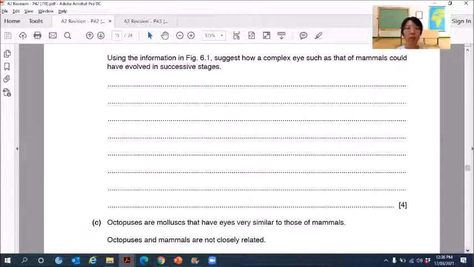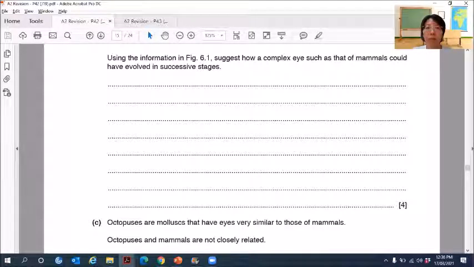So use the information in figure 6.1. Suggest how a complex eye, such as that of mammals, could have evolved in successive stages. So this is 6B.